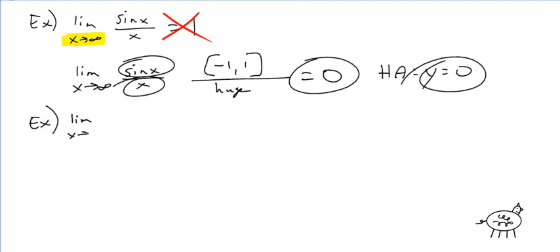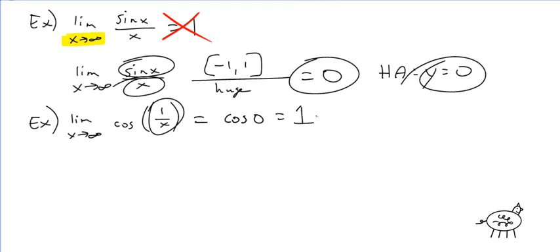Limit as x approaches infinity of cosine of 1 over x. Again, think about it. 1 over some really, really huge number is basically 0, so it's the same as cosine of 0, which is 1. That's what it's approaching. And if you actually graph that, you would see there's a horizontal asymptote at y equals 1.